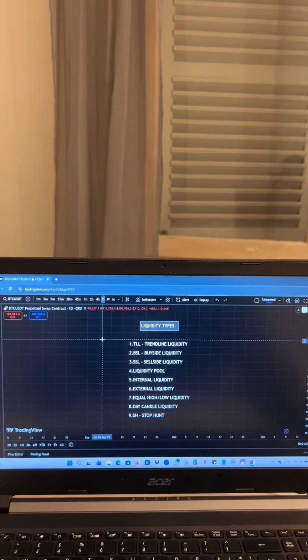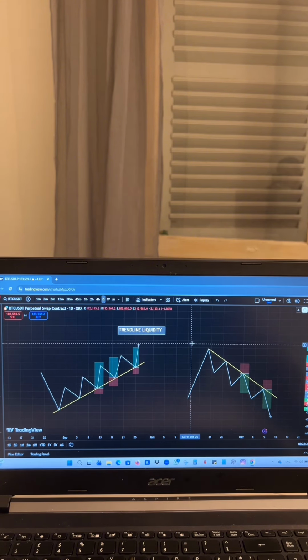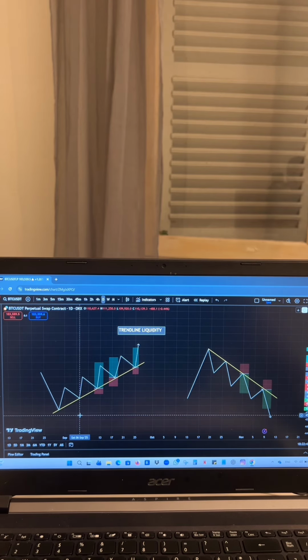And now let's talk about liquidity, the fuel behind every move. There are different types of liquidity. Today I'm going to talk about trendline liquidity, buy side liquidity, sell side liquidity, liquidity pool, and equal high and low liquidity. I'm going to talk about these five first, and then the rest later. Trendline liquidity is basically retail traders who trade trend lines.